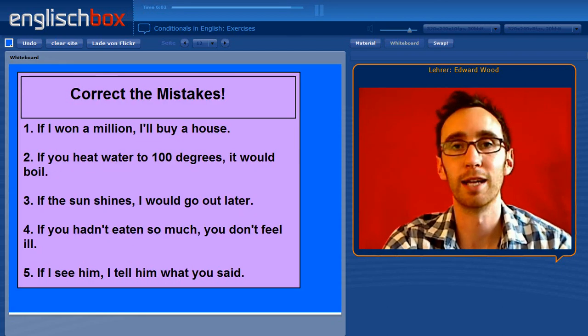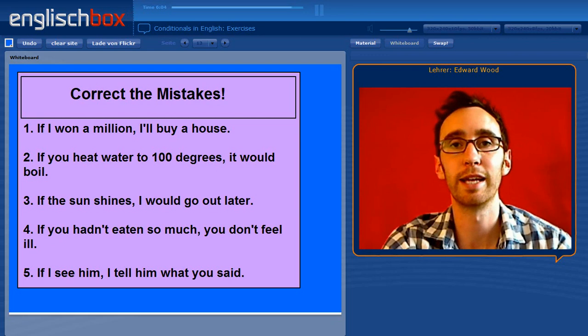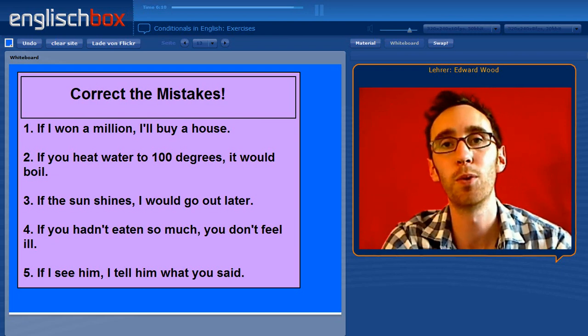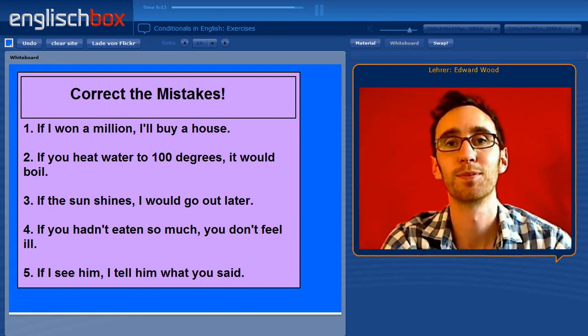Here are 5 sentences. In each sentence there is one mistake. Correct the mistakes and leave your answers in the comments section below or on Facebook.